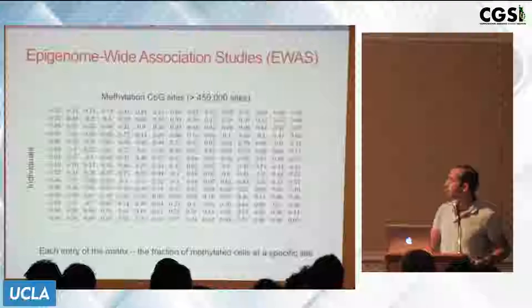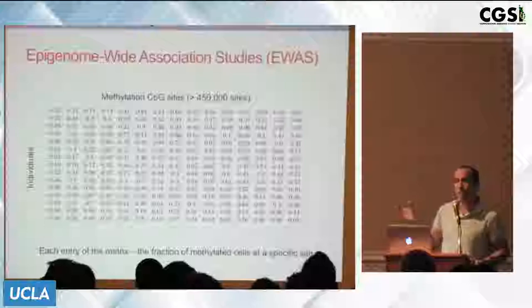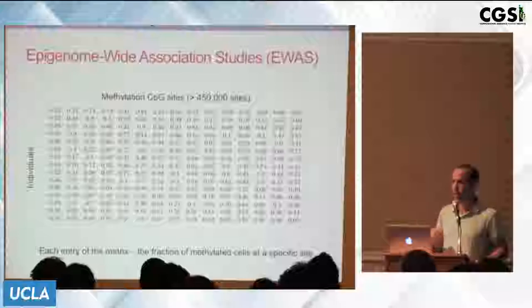What you get are numbers between 0 and 1. If you have 0.7, that basically means that in that position, that individual has 70% of the cells that are methylated in that position.